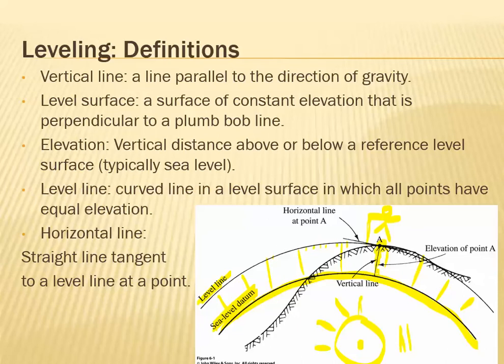So again, vertical line is a line parallel to the direction of gravity. Level surface is a surface of constant elevation that is perpendicular to a plumb bob line. Elevation is a vertical distance above or below a reference level surface, typically sea level. And the level line is a curved line in a level surface in which all points have equal elevation. Oh, and I forgot. Horizontal line is a straight line tangent to a level line at a point. So it's important to know these definitions because we're going to be referring to these when we talk about what level is.